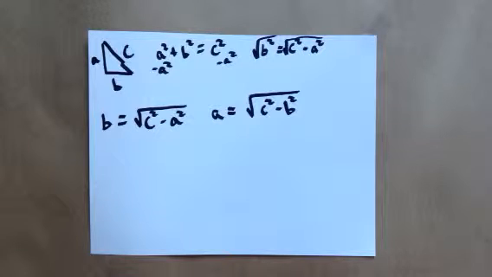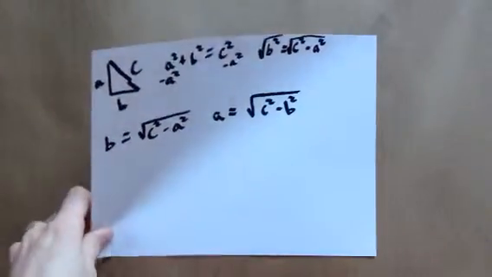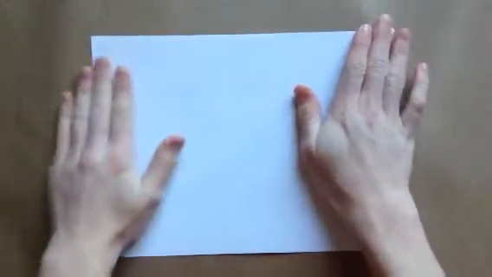So, now that we have that, let's do some code. I'm just gonna throw in a new sheet of paper here, one sec. Alright, that's upside down.